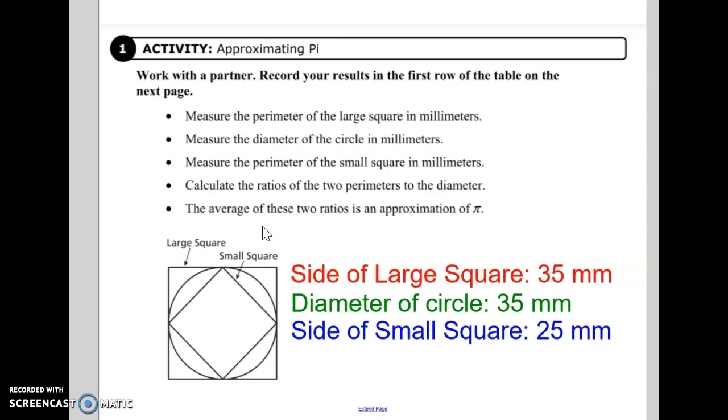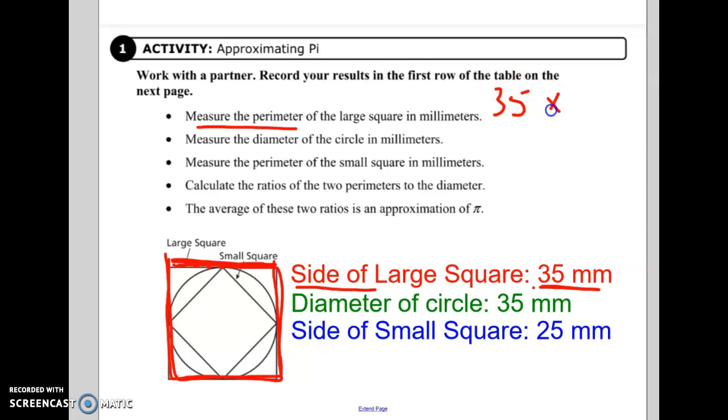So the first thing I want you to do is measure the perimeter of the large square in millimeters. Rather than measuring the large square, I'm giving you the measurement of the side of the large square. The side of the large square measures 35 millimeters. I'm just going to go ahead and tell you that right now. It's asking you to measure the perimeter of the large square, which is the distance around the outside. It's all four sides. So to find the perimeter, you would do 35 times 4. Okay, so I'm not going to write the answer to that yet.